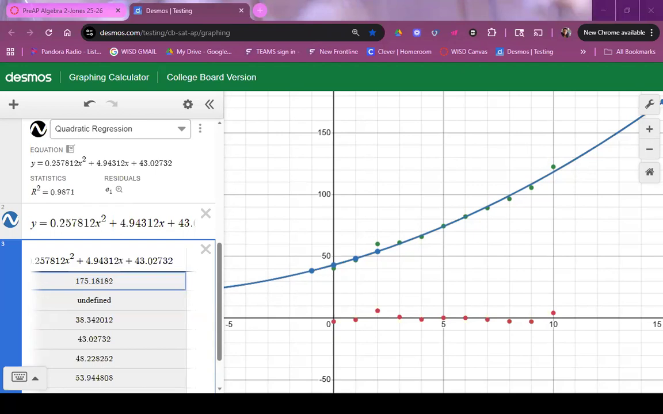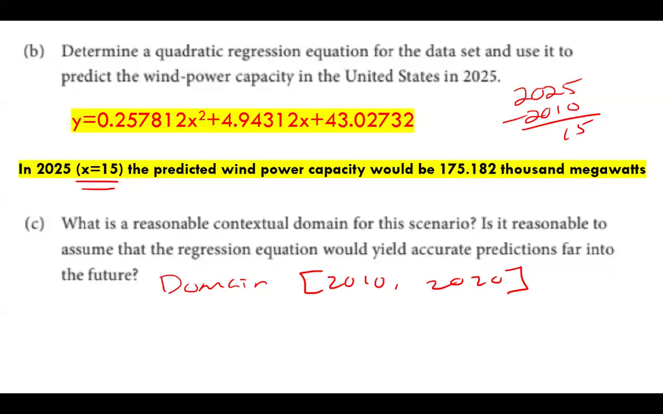Okay, so now I have a value. Then we went back here and it says, what is a reasonable domain? My reasonable domain, I'm sorry, let me finish the thought here. In 2025, which is x equals 15, the predicted wind power capacity would be 175,182,000 megawatts. And that is me answering the question directly pertaining to the problem that was given to me.